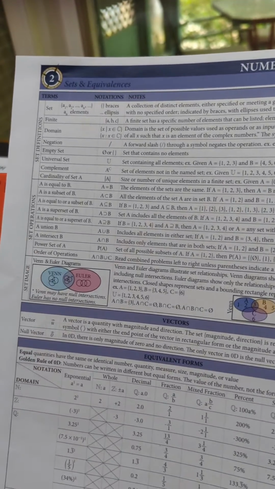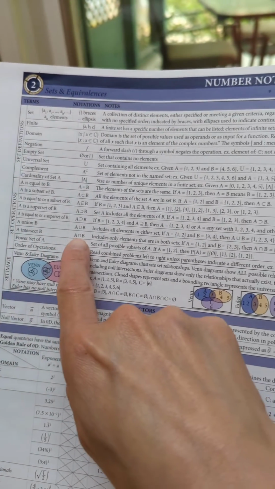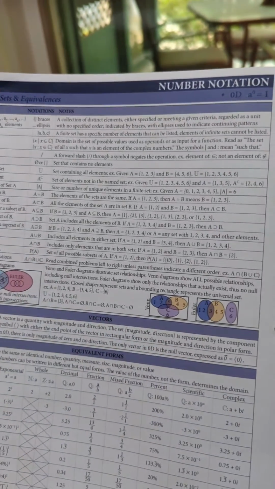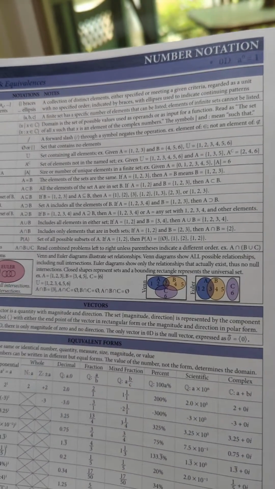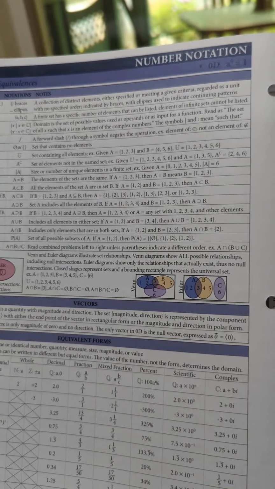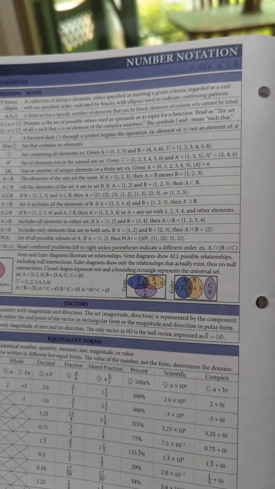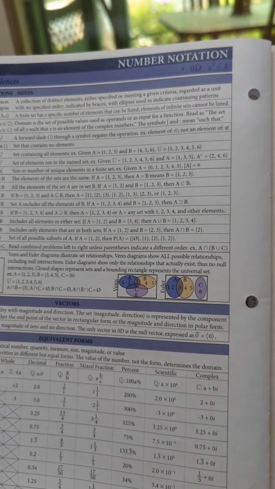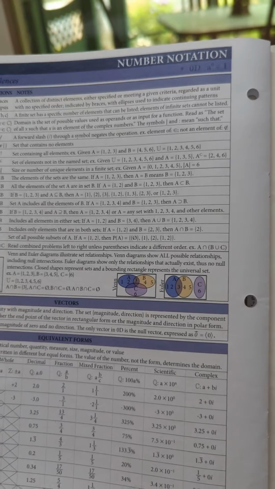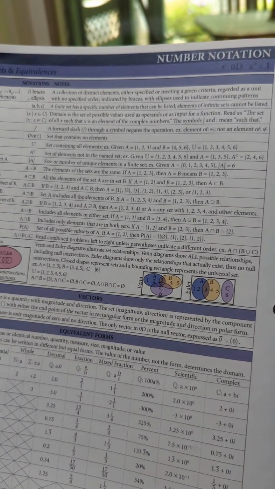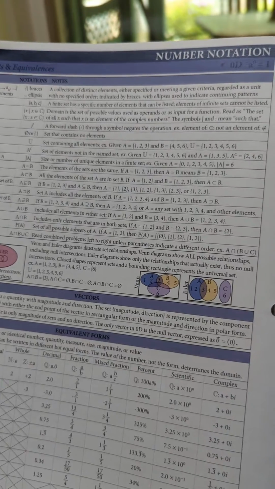A intersect B. Okay, A intersect B, and that's written as A, a little bump, and then a B. And what does it say under the notes? Includes only elements that are in both sets. If A equals {1, 2} and B equals {2, 3}, then A intersect B equals {2}. Does that make sense? We figured it out because 2 is in both sets, so A intersects B at 2.